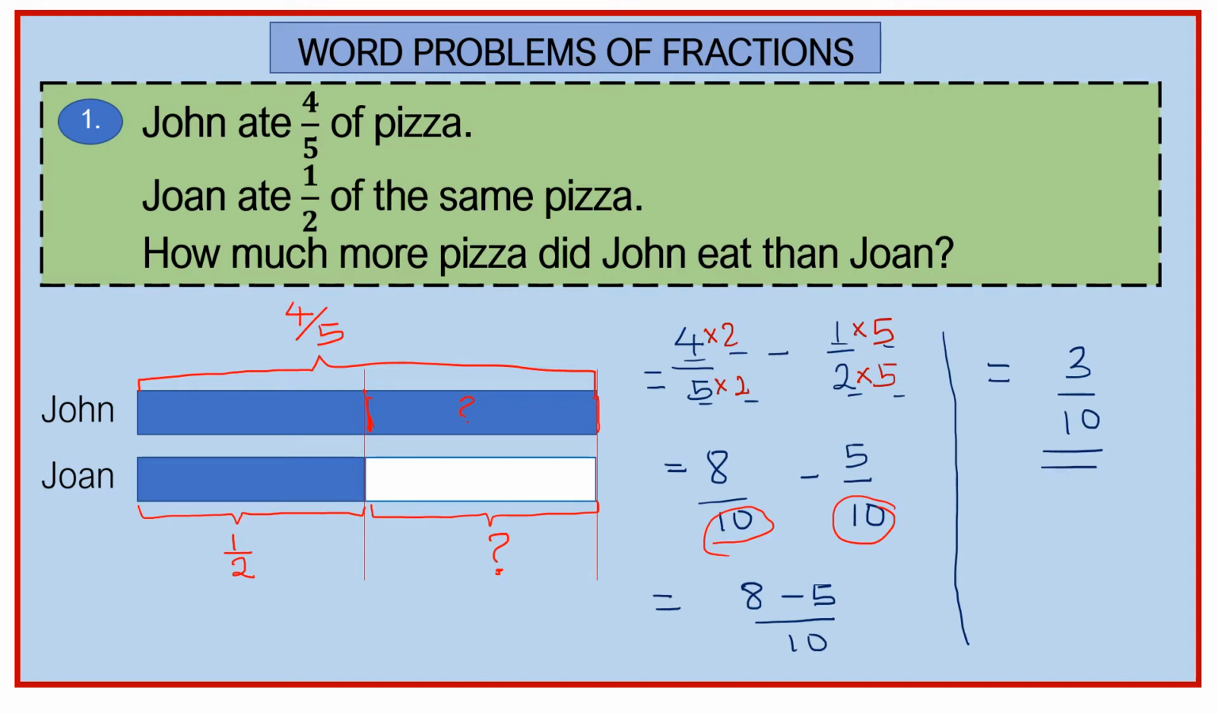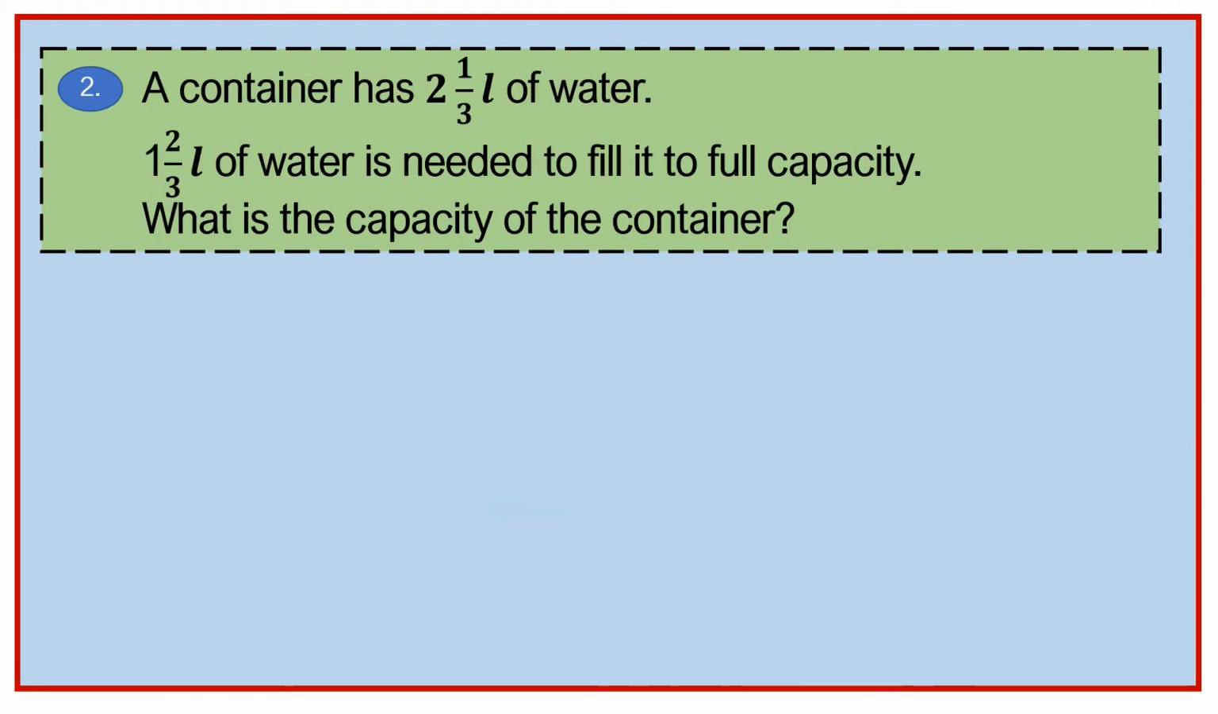So it means that John ate 3 out of 10 more pizza than Mary. Example number 2. A container has 2 and 1 out of 3 liters of water. 1 and 2 out of 3 liters of water is needed to fill it to full capacity. What is the capacity of the container?